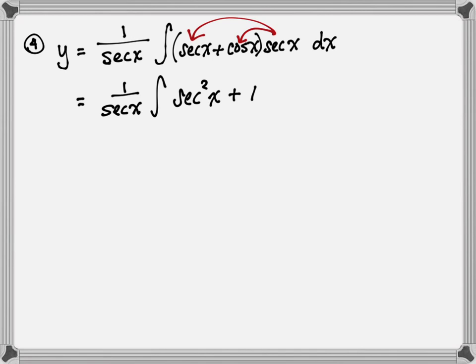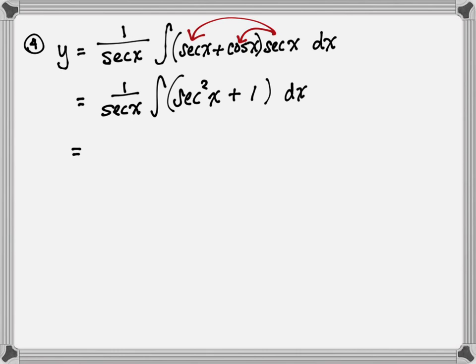Cosine and secant are reciprocal. So when we multiply them together, they cancel each other out. They're equal to 1. And then I've got my dx on the end. Okay, then. You might be tempted to use some sort of a fancy substitution, but you don't need it at all. The form that it's in is very nice to take an antiderivative of.